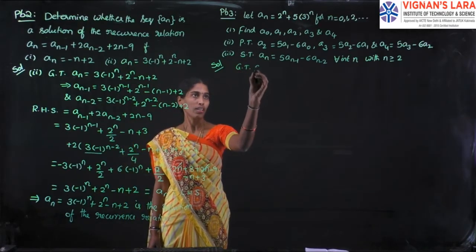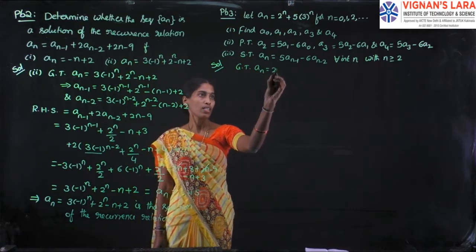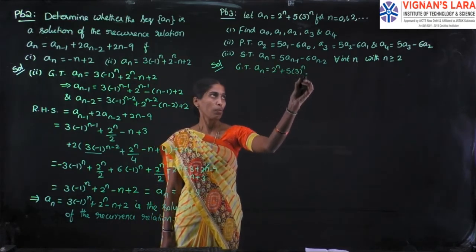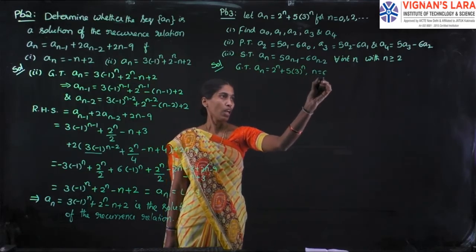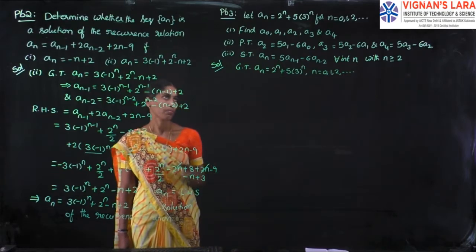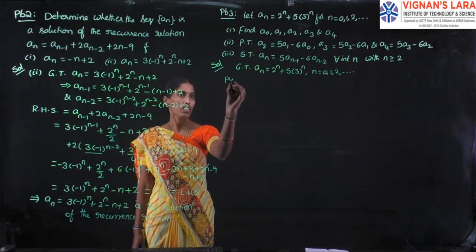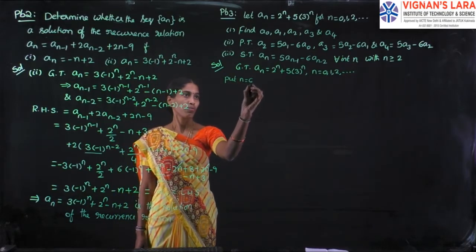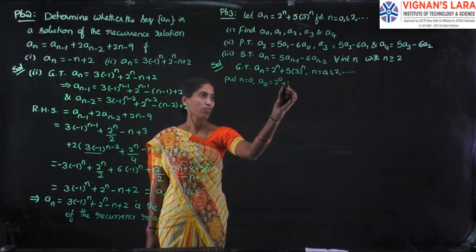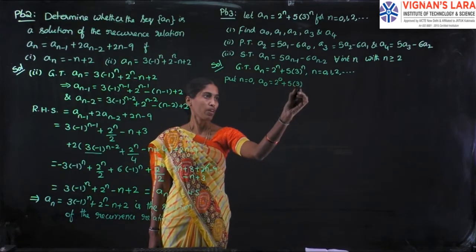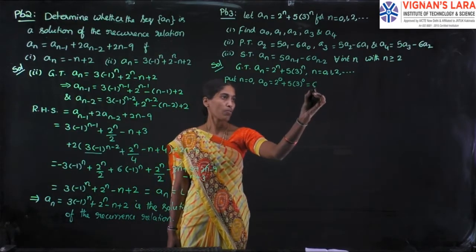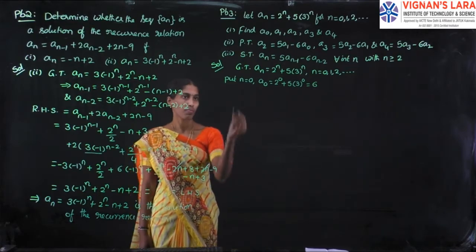Right, given that a_n is equal to 2 power n plus 5 into 3 power n, for n equal to 0, 1, 2 and so on. Put n is equal to 0. So a0 is equal to 2 power 0 plus 5 into 3 power 0. It is 1 plus 5, value is 6.